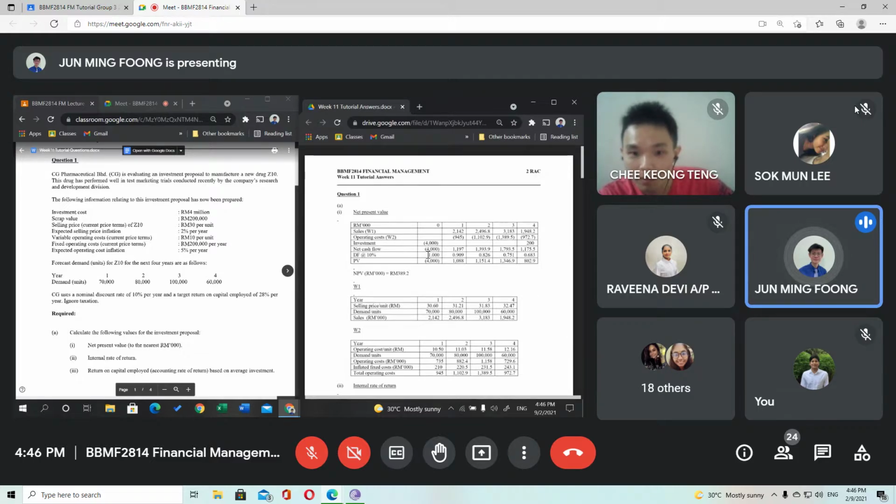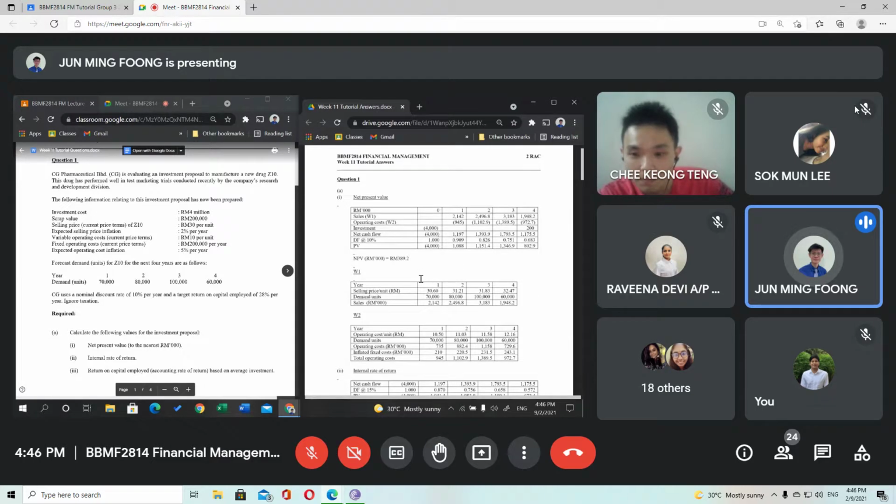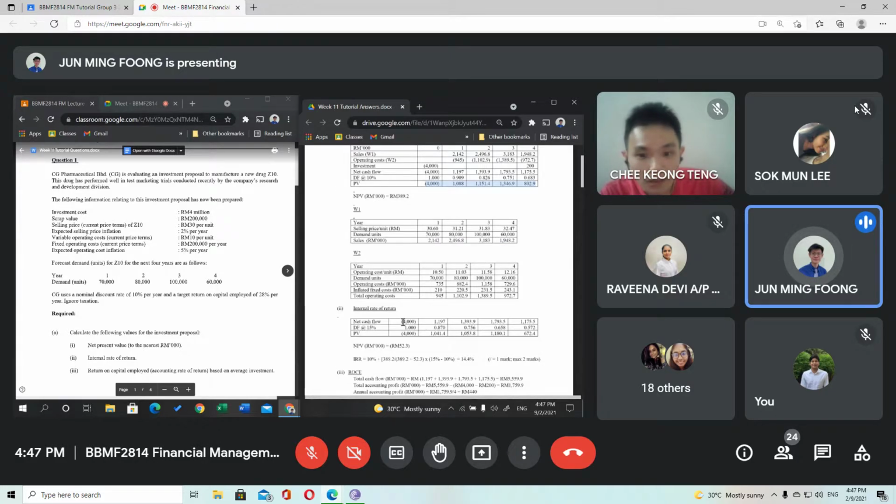And then we need to take into consideration the discount factor. As the question given that the nominal discount rate is 10%, then we need to include the 10% discount factor, and finally we will get the total of present value for each year, and the net present value will be 389.2 thousand ringgit.